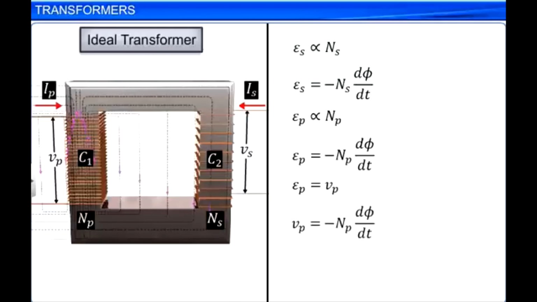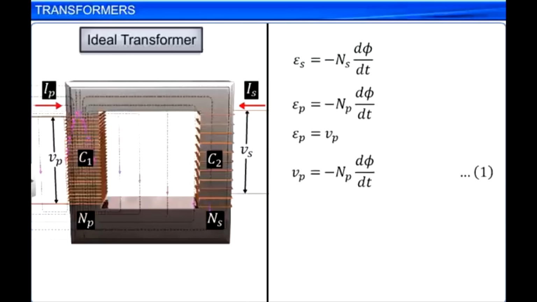If the current taken from the secondary coil is small, as it is an open circuit, then, to a good approximation, we get induced EMF Es equal to voltage across the secondary coil Vs. Hence, we have Vs is equal to minus Ns into d phi by dt. Let this be equation 2.